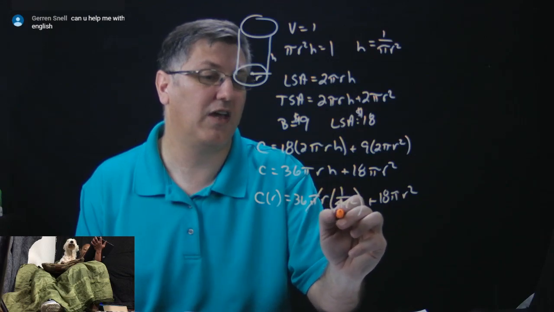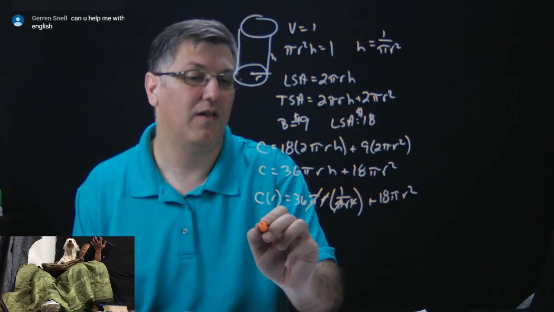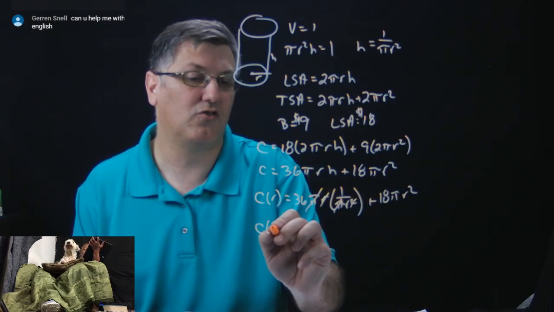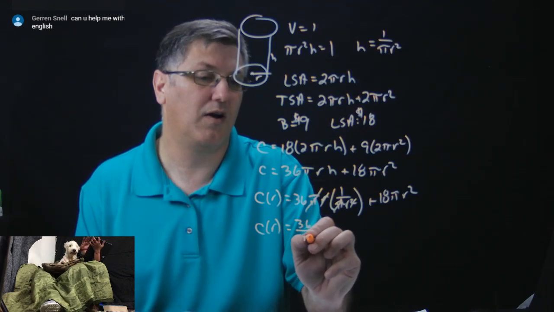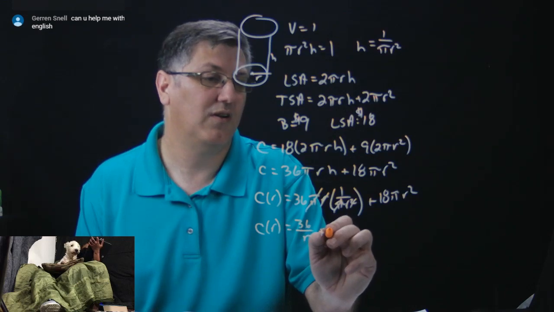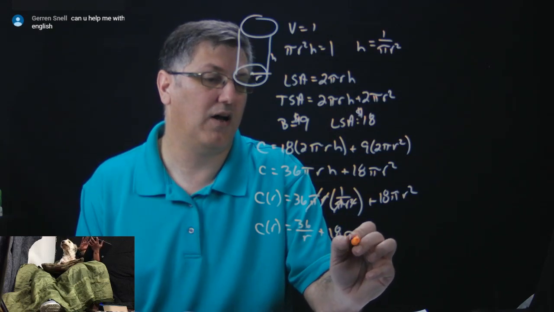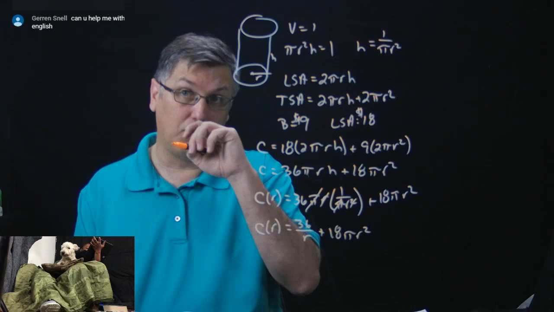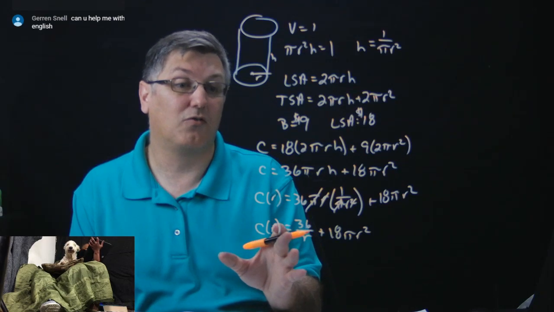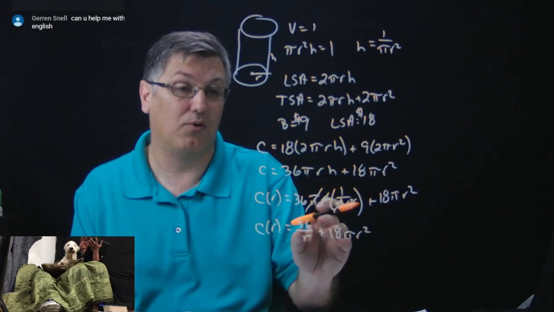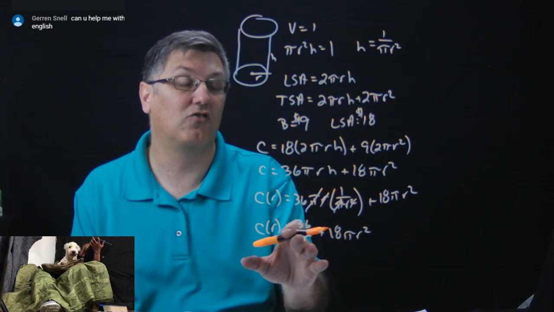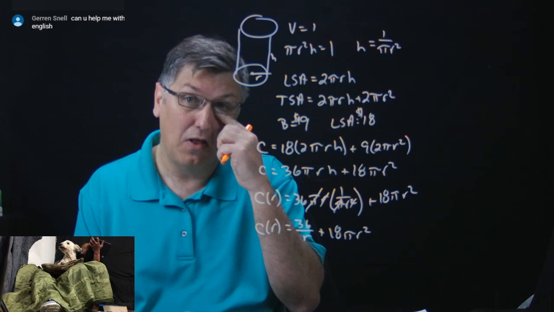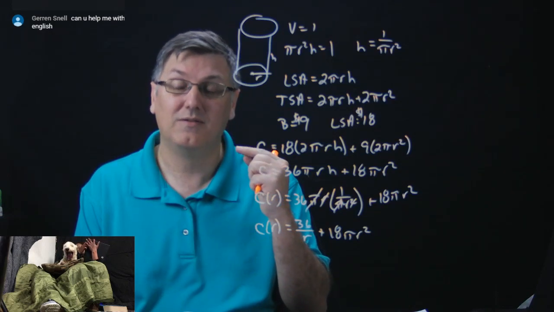Now the pi's cancel out, the squares cancel out. So my simplified cost function, the cost in terms of radius, is going to be 36 divided by r plus 18 pi r squared. Okay, this is the algebra part of it, not the calculus part. This part's just algebra and substituting and getting it into a single variable. So here's my cost function, so I know how much it's going to actually cost based upon the radius.